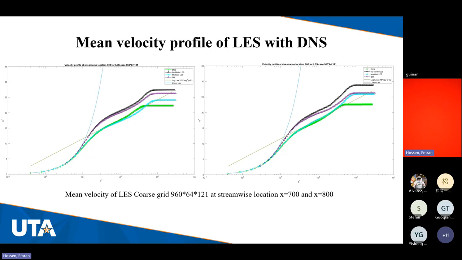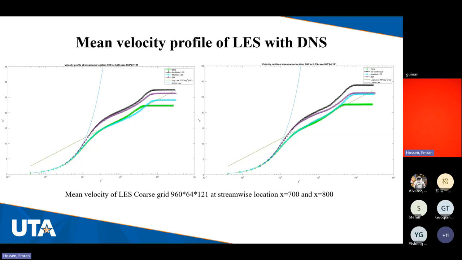Next, in our actual results, we take the mean velocity of the LES coarse grid, 960 times 64 times 121, at streamwise locations x equal to 700 and x equal to 800. Taking the x direction when x equals 700, you can see that the green one is the DNS case, the blue one is our model LES, the purple one is the Smagorinsky model, and the black one is not modeled.